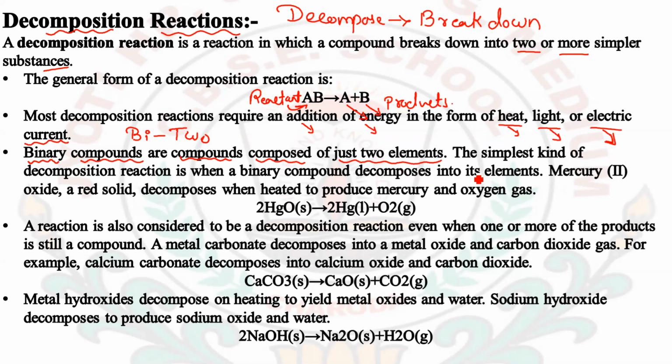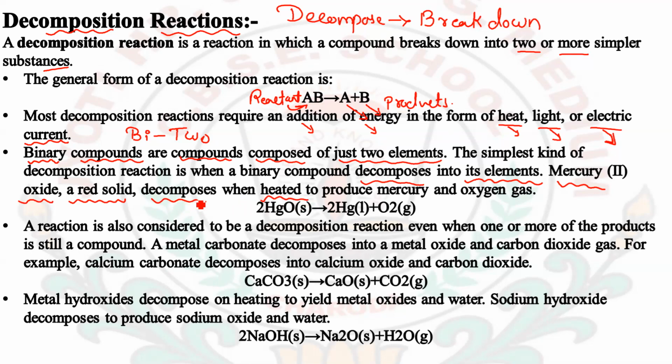When this type of compound undergoes a decomposition reaction, it decomposes into its constituent elements, meaning the 2 elements are separated from each other. Let's take an example of mercury oxide, which is a red colored solid. When we heat this red colored solid, it decomposes.